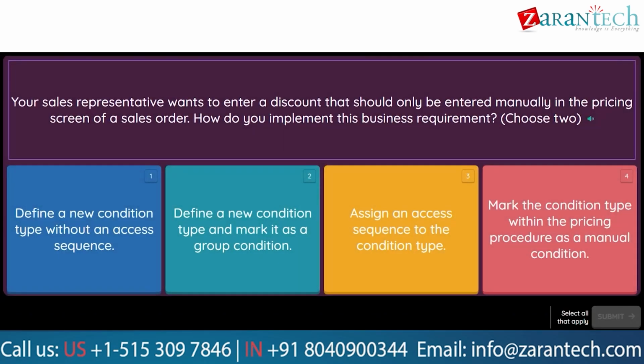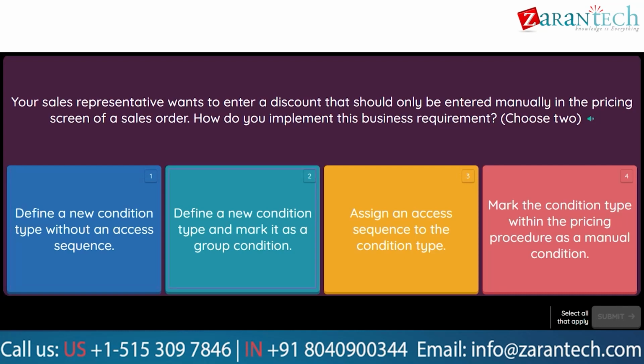Question: your sales representative wants to enter a discount that should only be entered manually in the pricing screen of a sales order. How do you implement this business requirement? Choose 2. Option 1: define a new condition type without an access sequence.